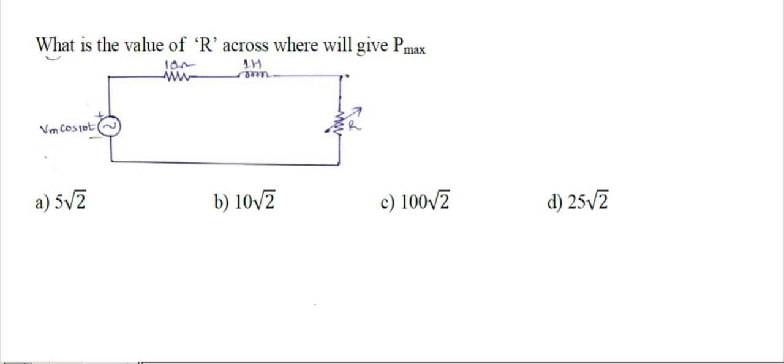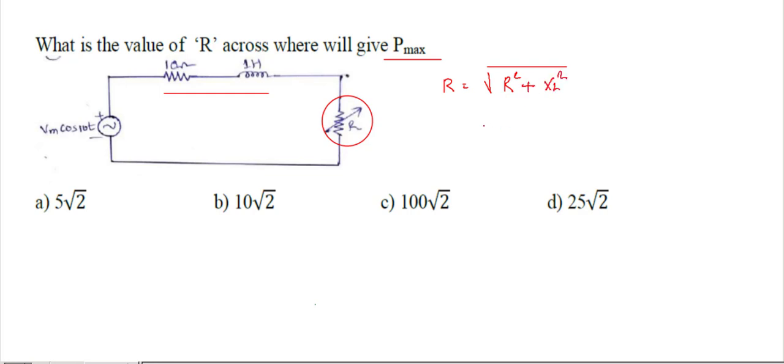Where will it give maximum power? So it is the maximum power transfer theorem. What is the value of R for maximum power? You have only resistance here, and you have a Z. You all know very well that for maximum power, R equals the square root of R square plus XL square.